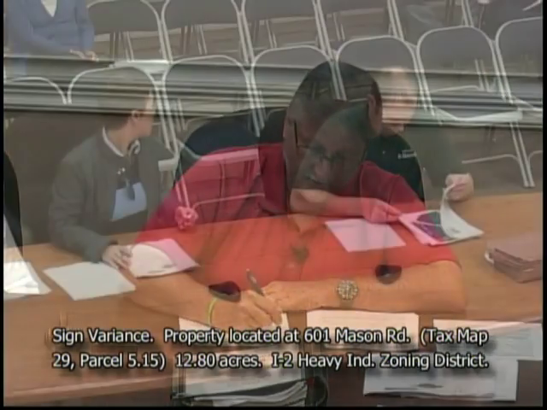All right, moving right along. Number 2 is a sign variance requested by Sonorama on behalf of Gold Chain Technologies. Property is located at 601 Mason Road, tax map 029, parcel 5.15. It's 12.80 acres. It's an I-2 heavy industrial zoning district, and the parcel is owned by Prologis Macquarie, Tennessee, LLC. Staff report, please, Kristen. Certainly, Mr. Chairman.